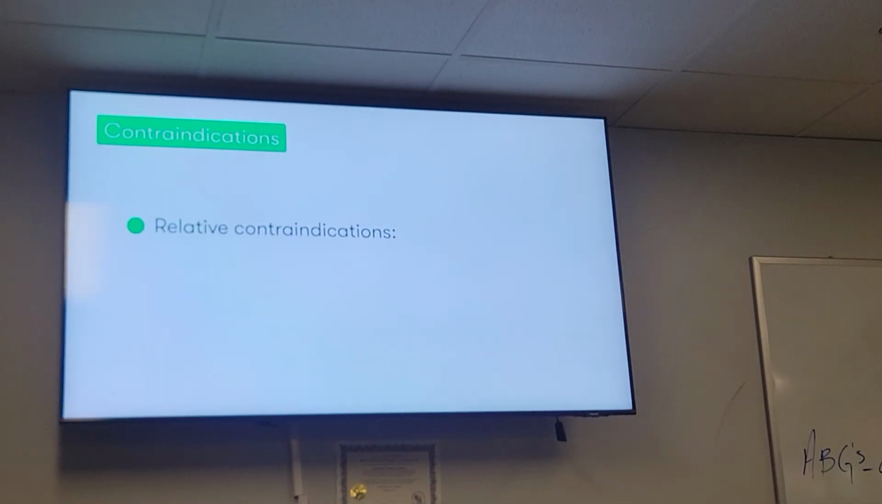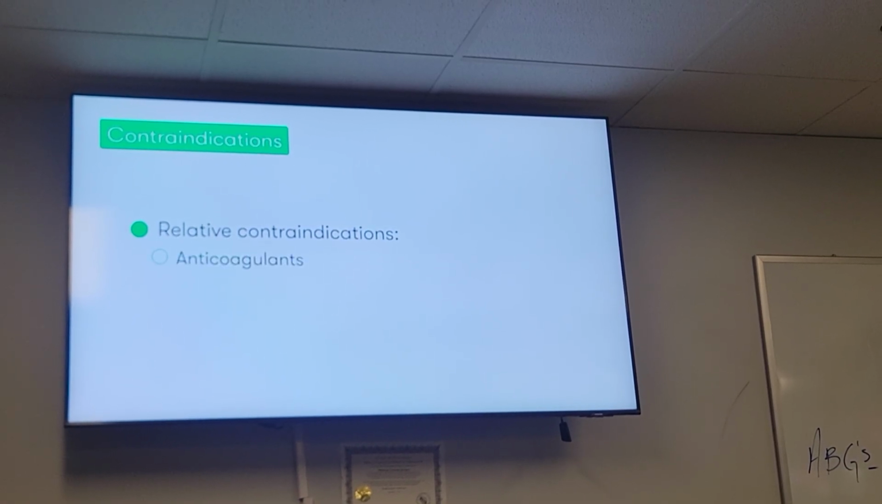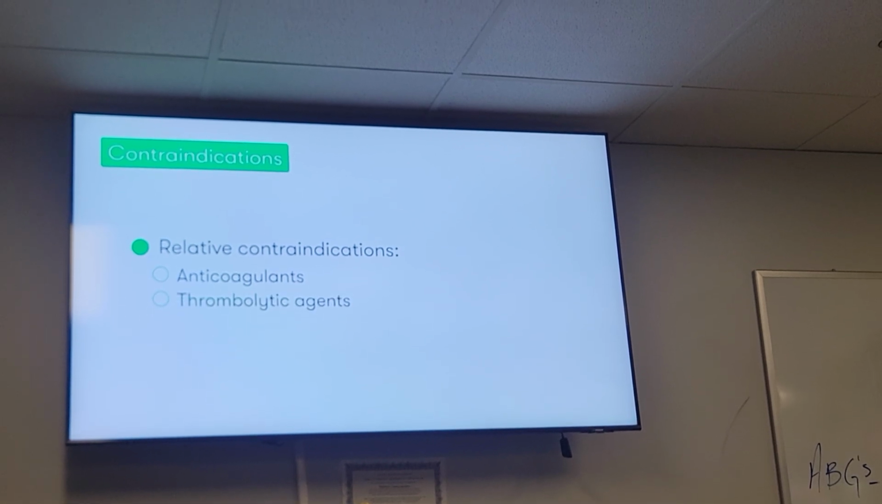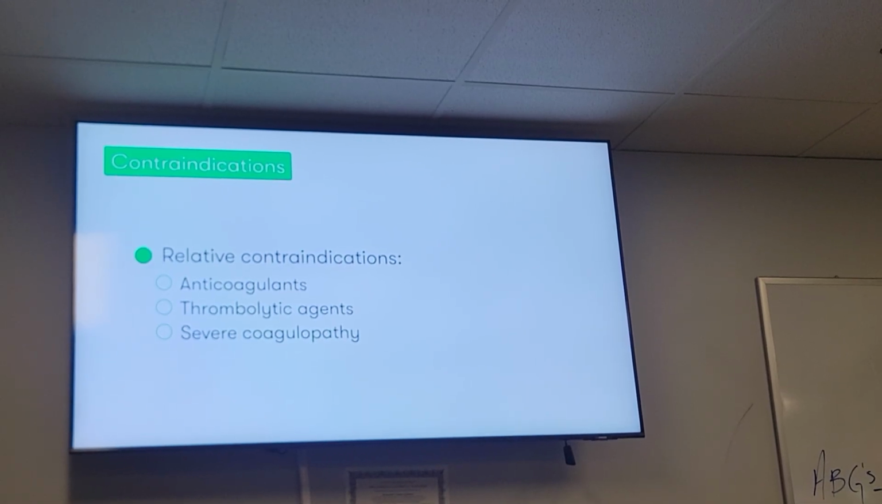Relative contraindications mainly consist of factors that can affect the patient's ability to clot, including medications such as warfarin, heparin, and thrombolytic agents, and also if the patient has a severe coagulopathy.